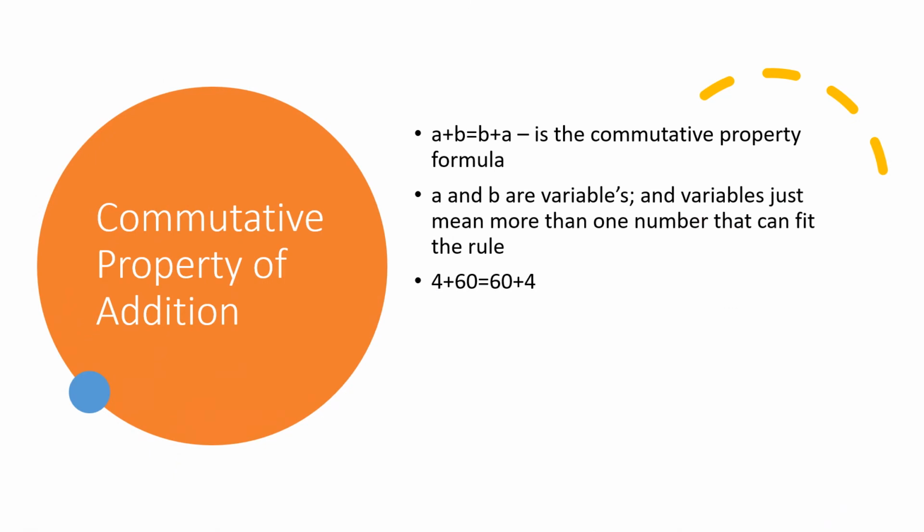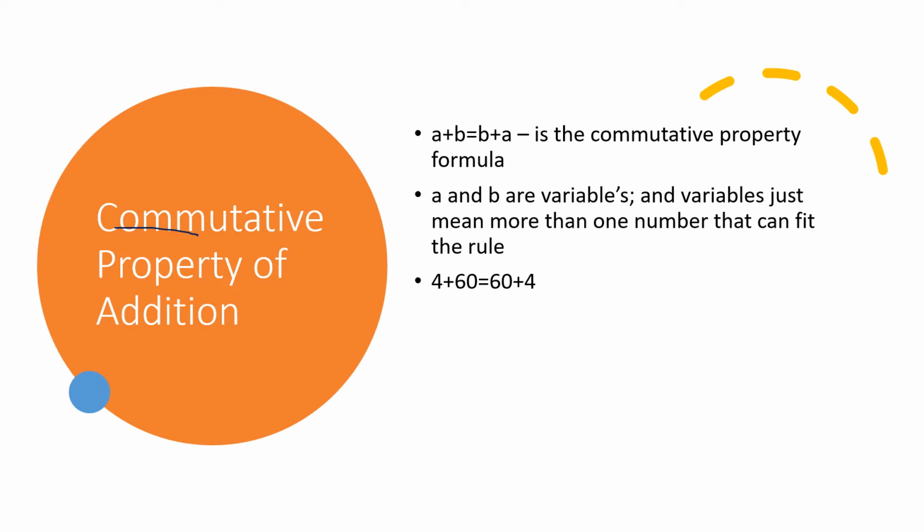Commutative property of addition. Each property, meaning the associative property, distributive property, and commutative property, has a formula or an equation to represent the rule of the property. So A plus B equals B plus A is the commutative property formula. A and B are variables, and variables are just a fancy way of saying there is more than one number that can fit the rule.